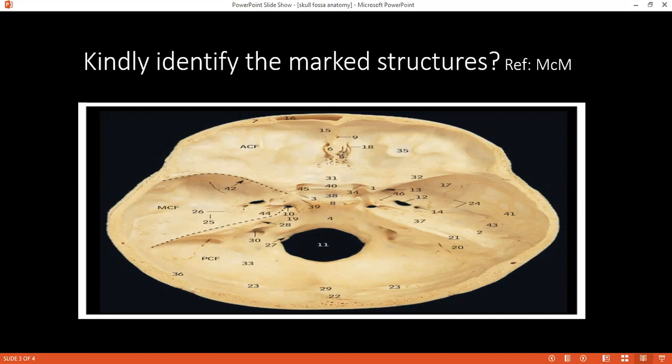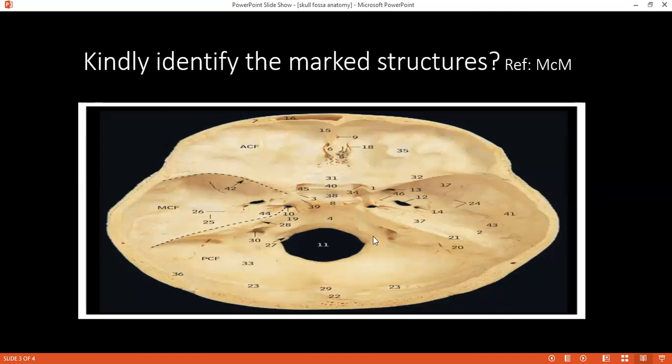Yes, very good. Okay, now if we can move on to the identification part, can you please identify this 44? Okay, 44 is foramen lacerum. It's actually trigeminal impression. Okay, trigeminal impression. If you can identify this 45, please. Tuberculum sellae. Okay. We'll ask more common ones.